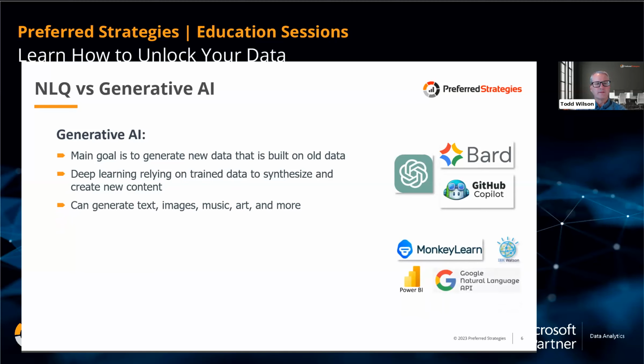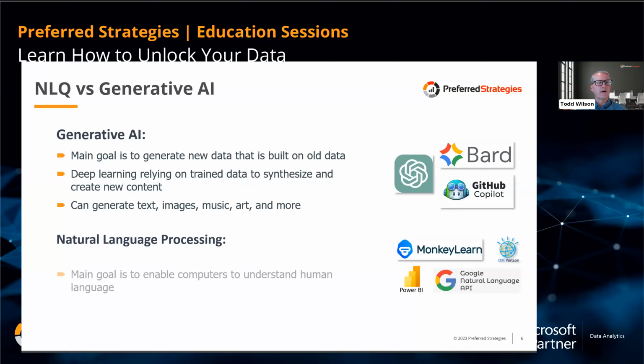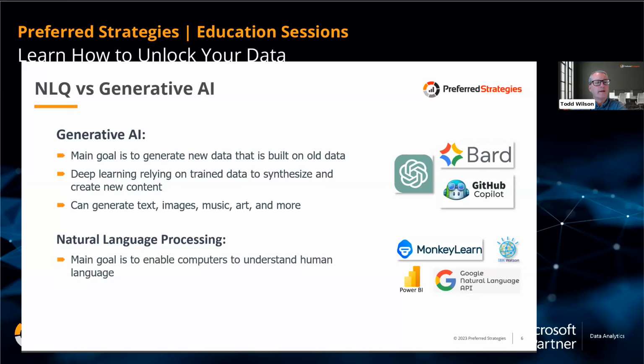When we compare that to some of the options out there for natural language processing, and natural language processing is the broader category of turning that into a translated version so that you can query against it. Examples like Monkey Learn, IBM Watson, which has been around for a while. Google has an API for natural language query processing. Power BI Q&A functionality has been around for a long time. The main goal here has been to enable computers to understand human language.